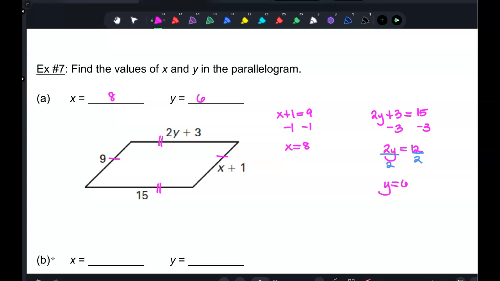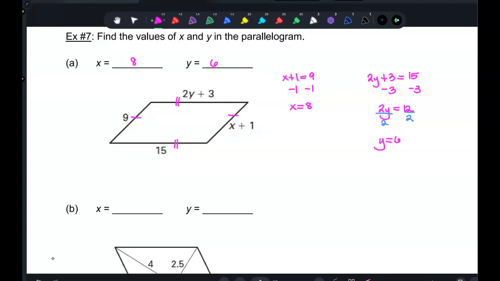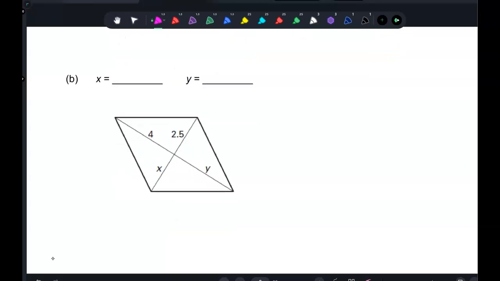Last one, and then it looks like we have a good amount of time to get to the homework. Here, we don't even have to solve for anything. x has to be the same as 2.5, and y is equal to 4.